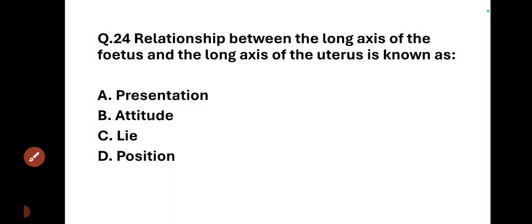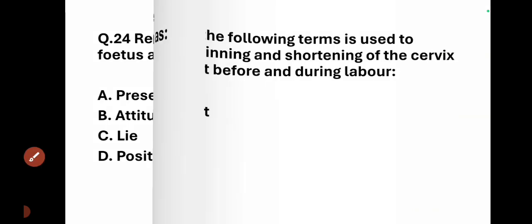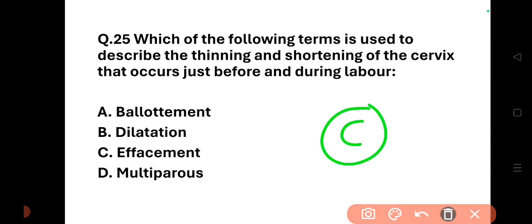Question number 24. Relationship between the long axis of the fetus and the long axis of the uterus is known as? Right answer is option C, lie. Question number 25. Which of the following terms is used to describe the thinning and shortening of the cervix that occurs just before and during labor? Right answer is option C, effacement.